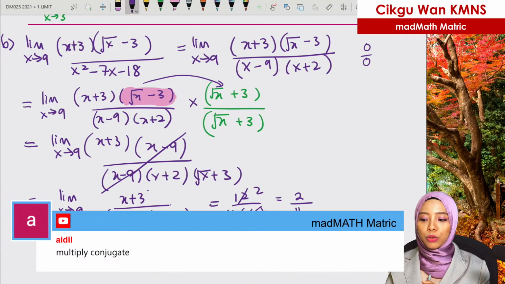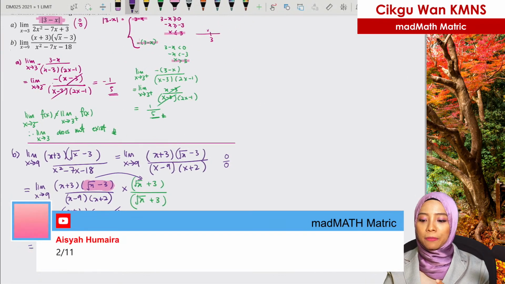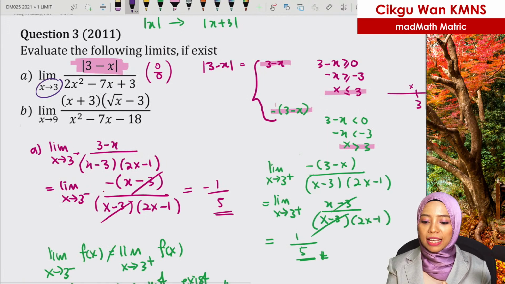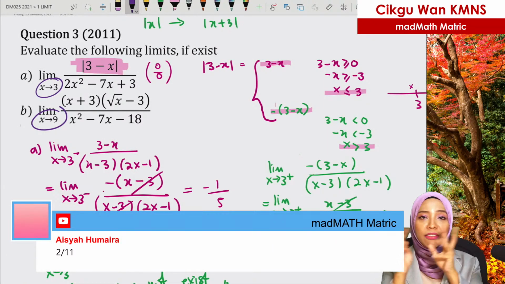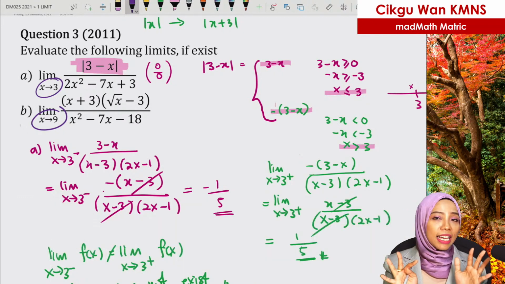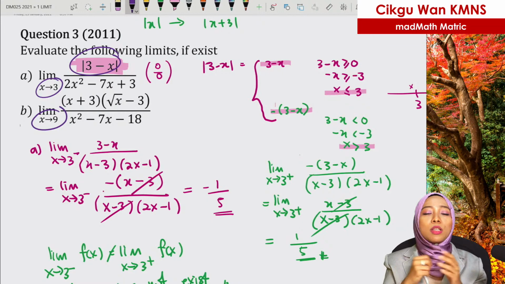Okay, multiply with conjugate. Ideal. Very good. Okay, nampak beza bila masa kita kena pecahkan? You tengok ini x approaching 3, ini x approaching 9. Dua-dua pun tak ada dia tanya from the left and from the right. Tak ada. But then, this function special case because given to you absolute function.